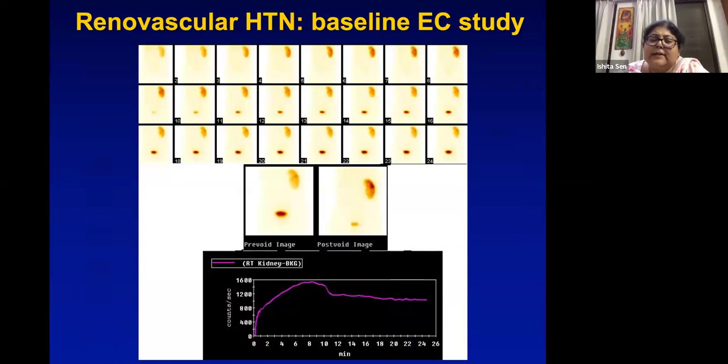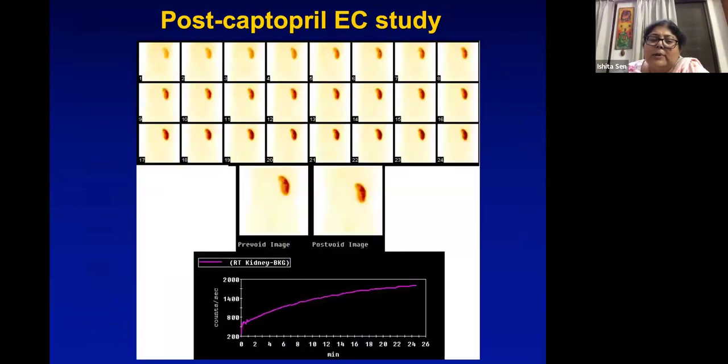This is again a case where on baseline, you find that the left kidney is non-visualized. It's a non-functioning left kidney. The right kidney is almost near normal. Post-captopril, there is a worsening of the renal parenchymal phase. So it's a very subtle thing. If you look at the kidney, you will feel that, okay, this looks fine. But the point is, there is no urinary bladder seen.